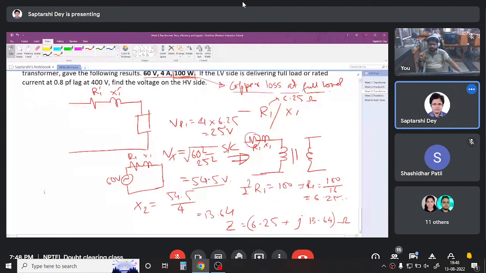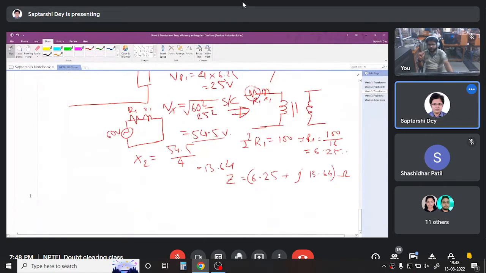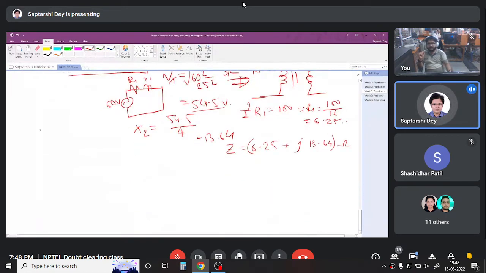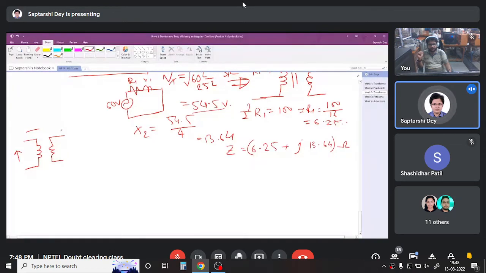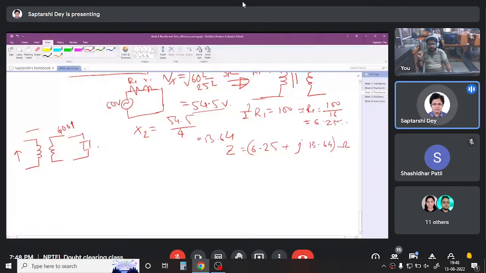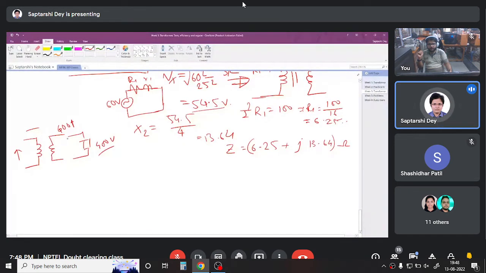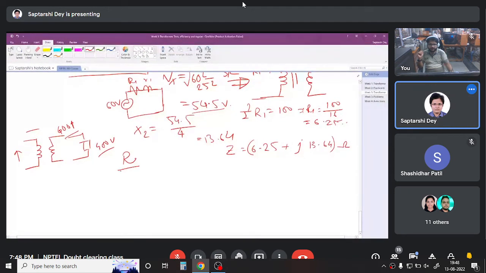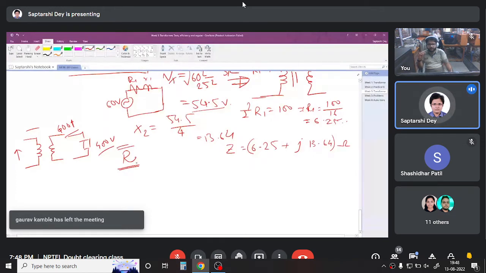See, the thing is that voltage regulation is still there. You might think that it is rated at 400 volt, giving 400 volts, so zero regulation. No, the primary voltage has been increased. So the secondary rated voltage is now no longer 400 volt. It's something more than 400 volt. And the load we are getting at 400 volts. So what we have to do? We have to find out the regulation.